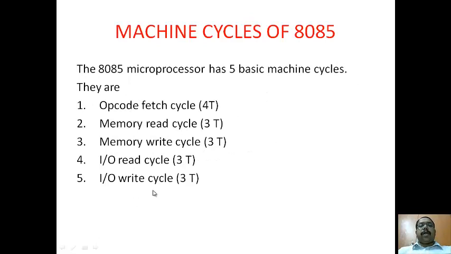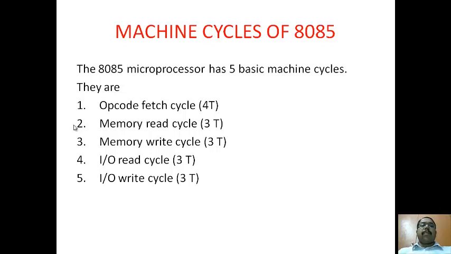I have told that there are 5 machine cycles in 8085. The first one is opcode fetch. All instructions should have an opcode fetch, and the remaining ones are optional depending upon the instruction. If it is a single byte instruction, only opcode fetch will be there. Only if you fetch the opcode, the task is over for a single byte. From the word itself it is clear that it is single byte.